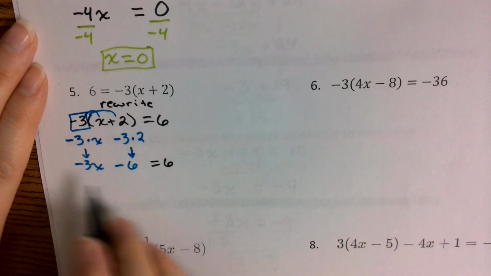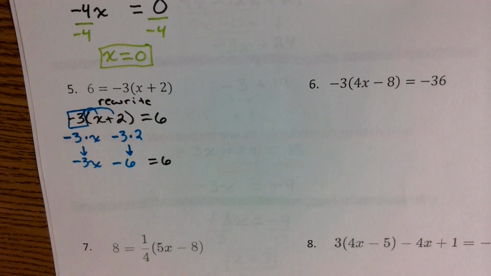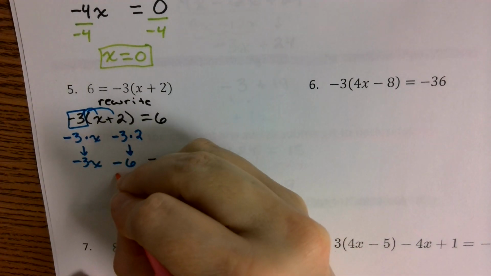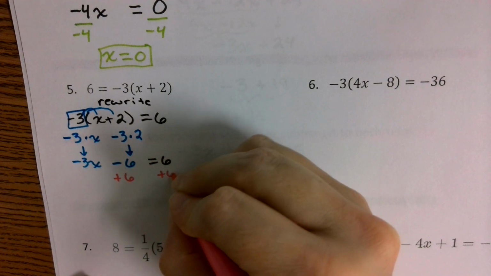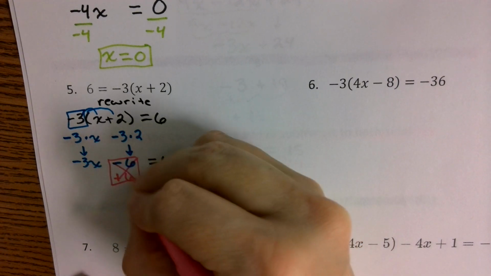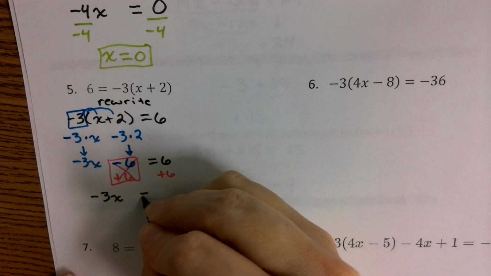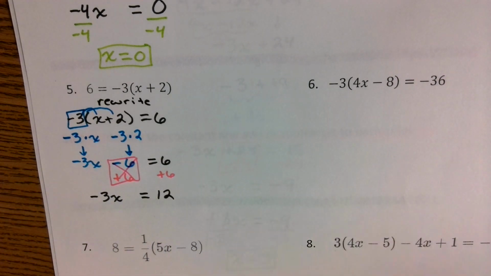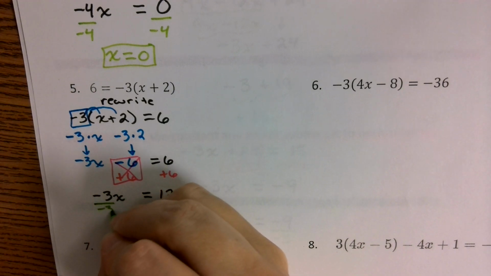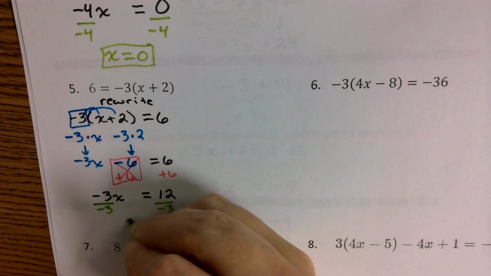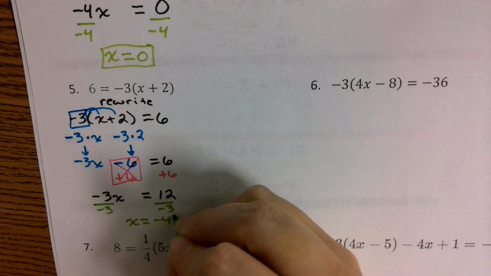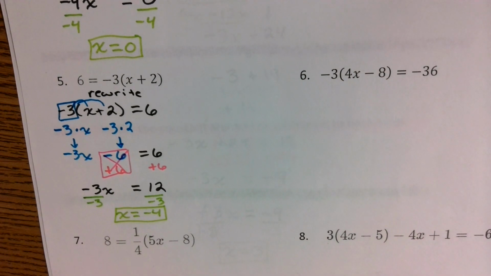I do not have any like terms to combine together, so I can just start solving. I'm going to add 6 to both sides in order to get rid of this constant and create a 0 pair. That leaves me with negative 3x is now equal to 12. My last step is to divide both sides by negative 3, and I'll get that x is equal to negative 4 as my final answer.